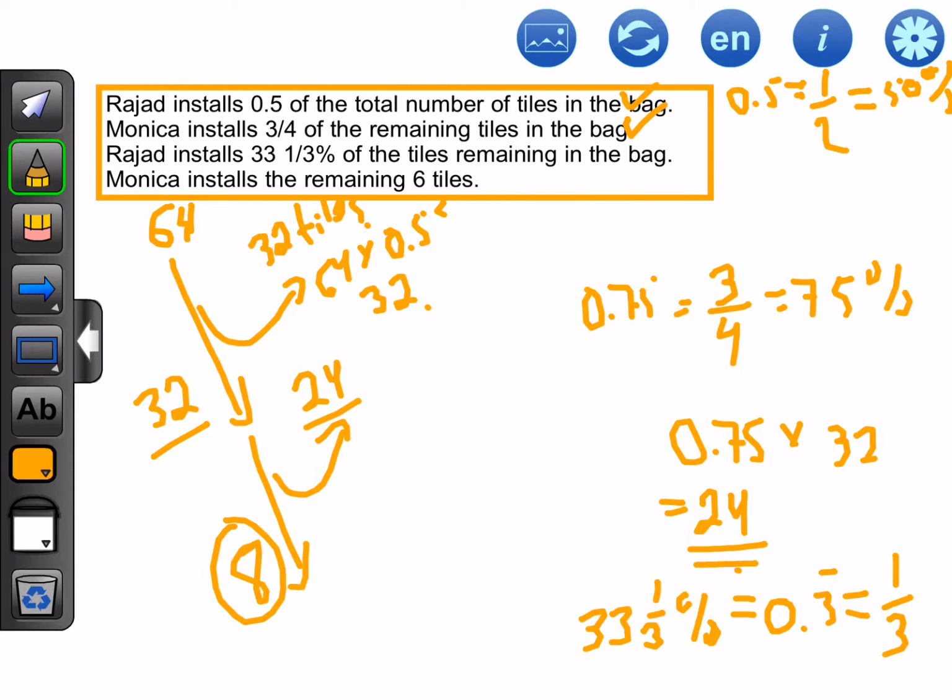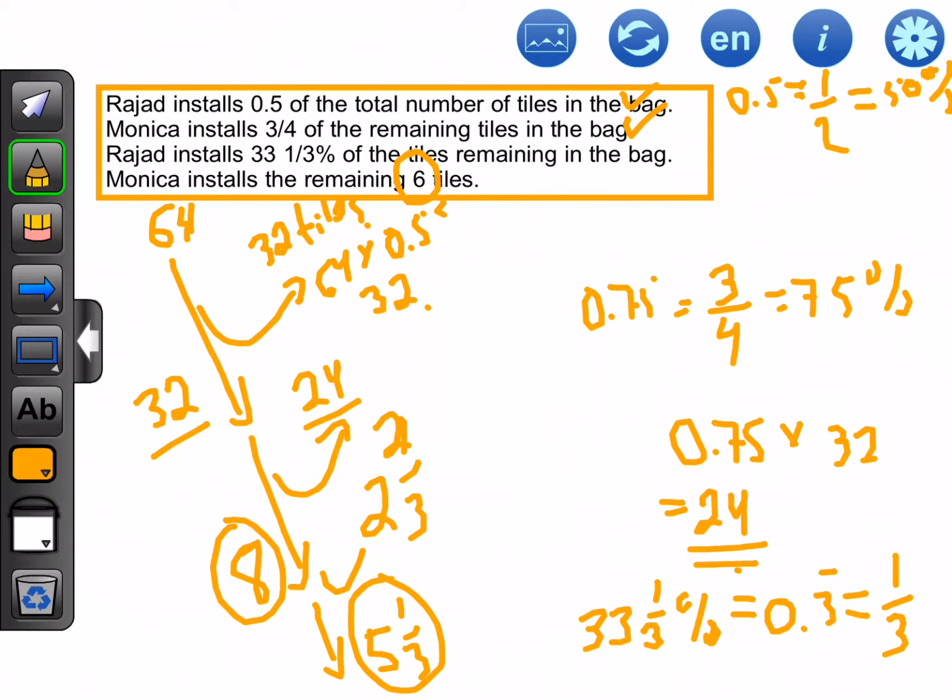Now 1/3 of 8 tiles is going to be a messy number. It's going to be 2.33333333. So he's installing 2 2/3 tiles, rather. And that's going to leave him with 5 1/3 tiles left. And you can see that that's not where we want to be. I got 5 1/3 tiles. I'm supposed to get 6.